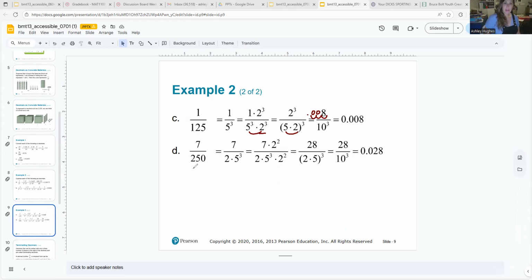This one, 250, is 2 times 5 cubed. Now I want this to be 2 cubed. So I need to multiply by 2 squared to make it cubed, but I have to multiply by that on top and bottom. So we get 28. And then you can group the 2 and 5 together and say, oh, that's 10 cubed, which is 1,000, a power of 3, so I'm going to count over 3. Ready? 1, 2, 3. So that's how we get 0.028.